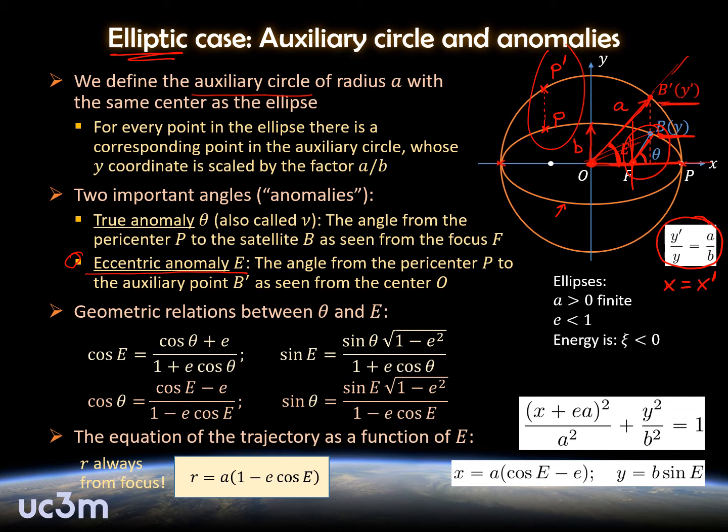And we will actually learn how to derive these expressions in the following video. For now, let me just give them as a result over here. Okay, so these are the relations that allow you to go from eccentric anomaly to true anomaly and vice versa.